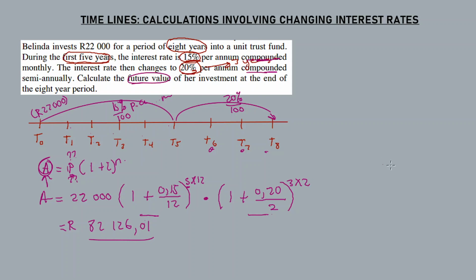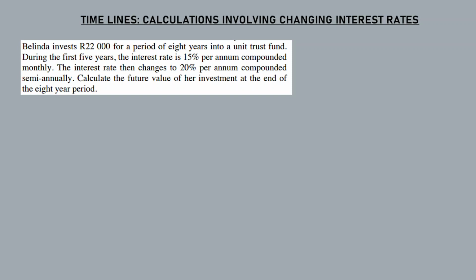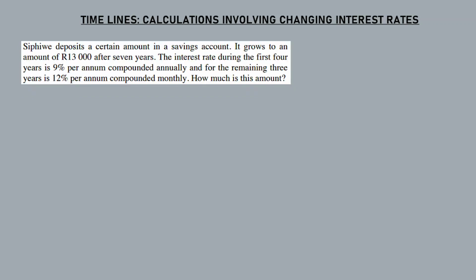I thought so as well. So let's do another example where we calculate the value of P. Siphiwe deposits a certain amount in a savings account. It grows to an amount of 13,000. So this is the future value A.